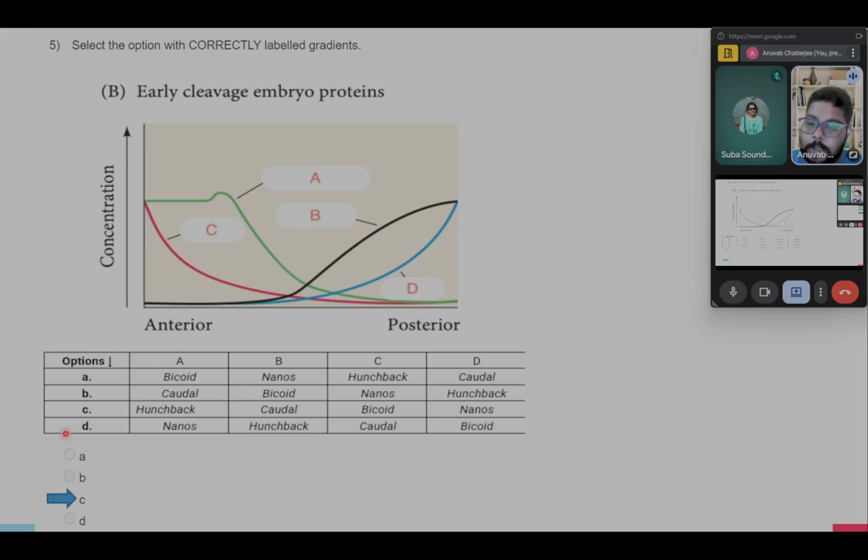okay, I was looking at it wrong. The C option is this one. Okay, yeah, it is hunchback, caudal, bicoid, and nanos. Yes, C is the correct option. So this is ABCD. This is also ABCD. Excellent question formation here. Okay, so C is the correct option.